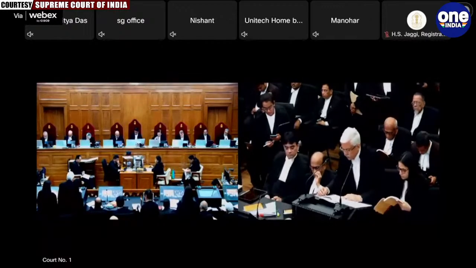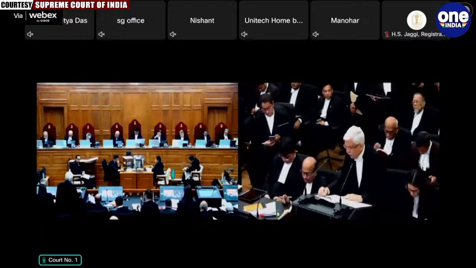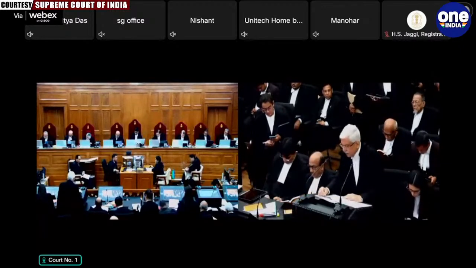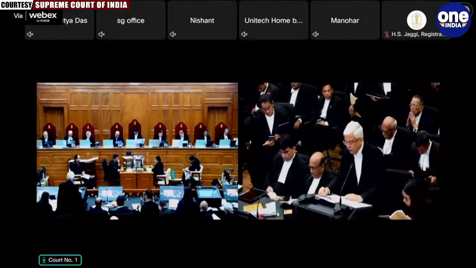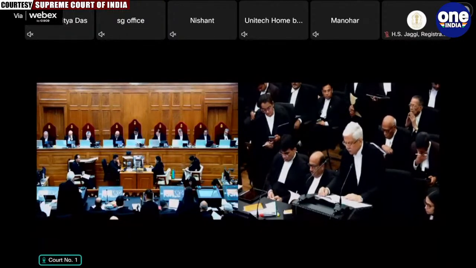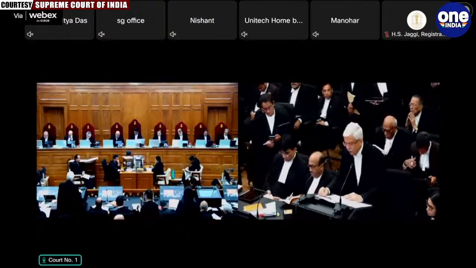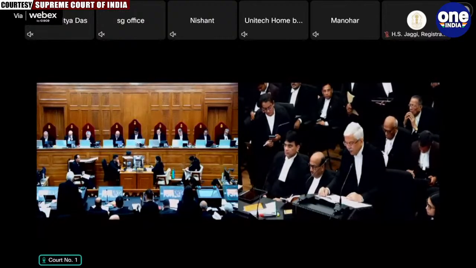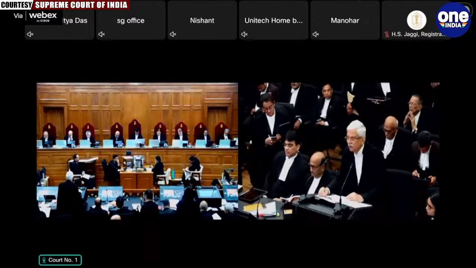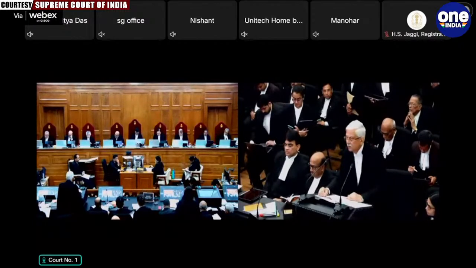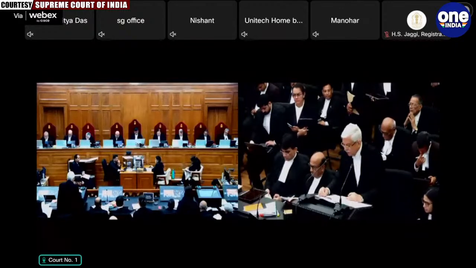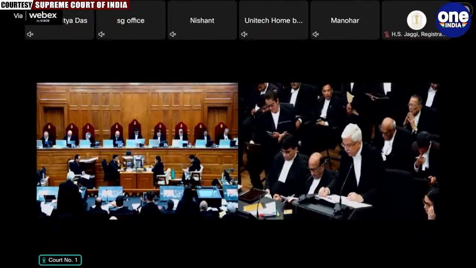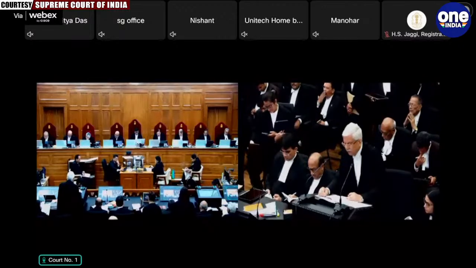Entry 53 also: in the area of oil fields and mineral oils declared by Parliament by law to be dangerously inflammable. No government or officer can say, I will declare it, or I will declare in part and leave the rest to the government to declare. Entry 54 also: mines and minerals, to the extent to which such regulation and development under control of the Union is declared by Parliament by law.